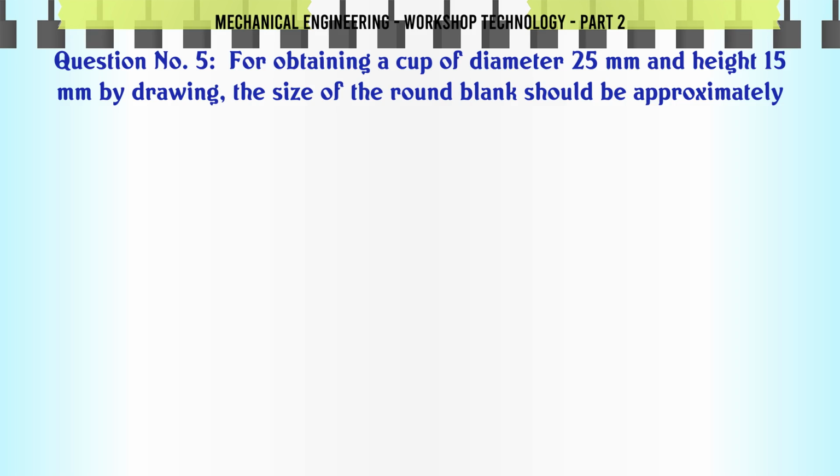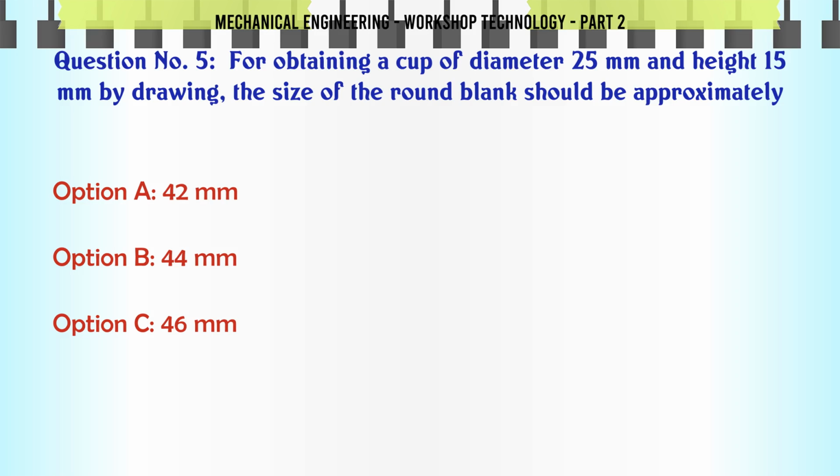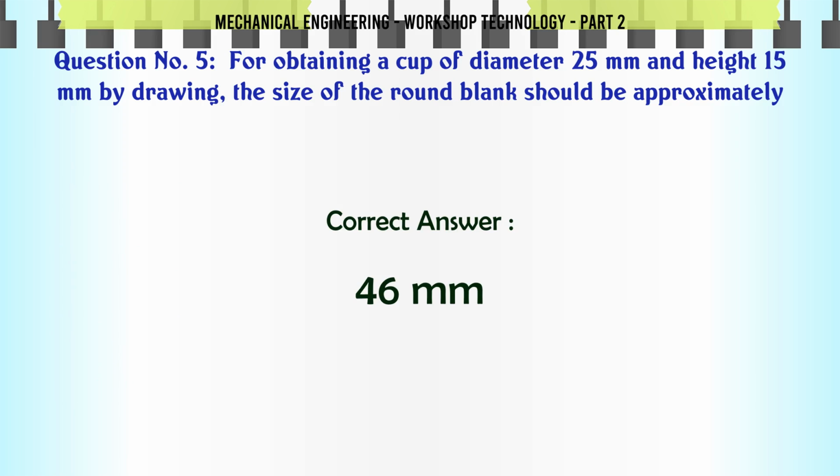For obtaining a cup of diameter 25 mm and height 15 mm by drawing, the size of the round blank should be approximately A. 42 mm, B. 44 mm, C. 46 mm, D. 48 mm. The correct answer is 46 mm.